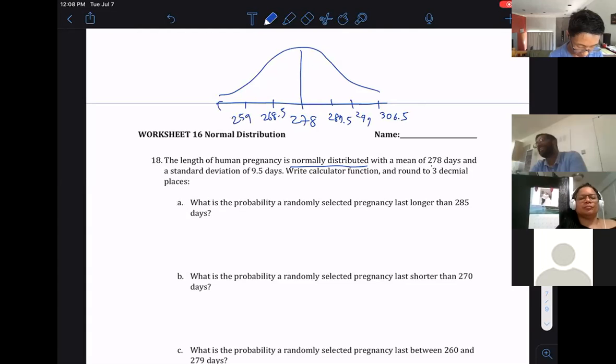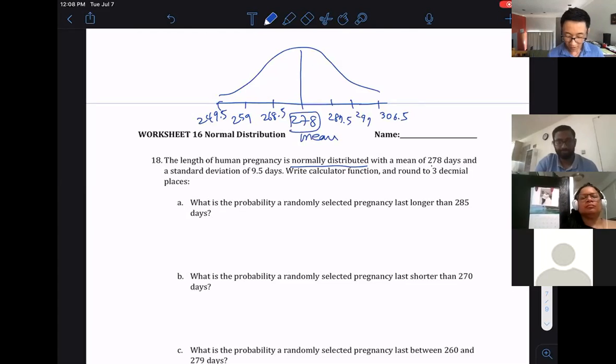$259, 249.5. Is the setup okay? Any question on the setup? So this is the mean. Then I go by standard deviation.